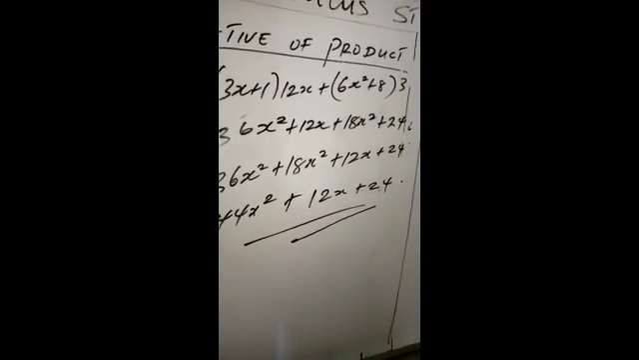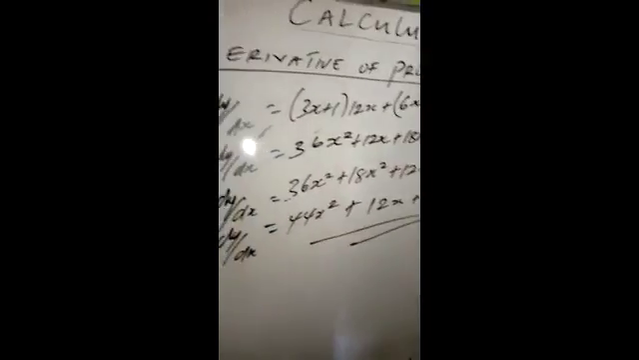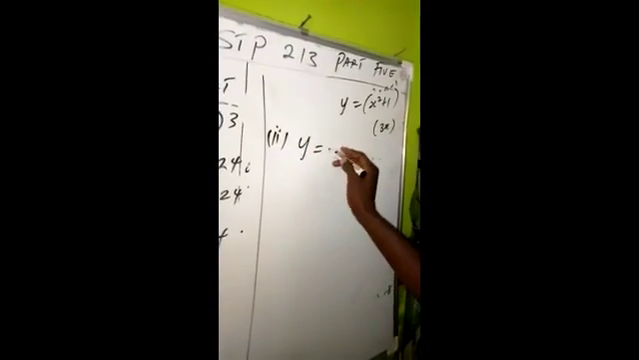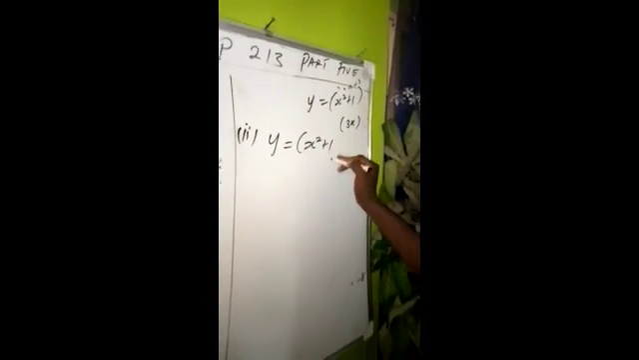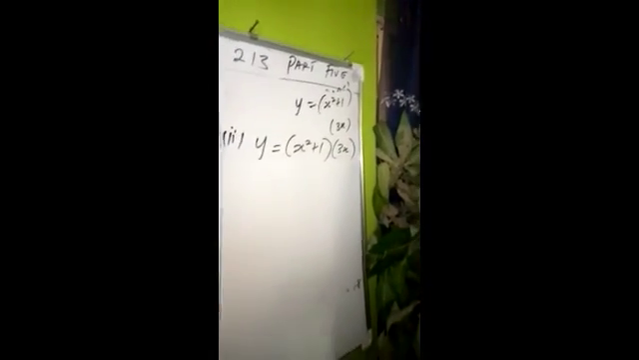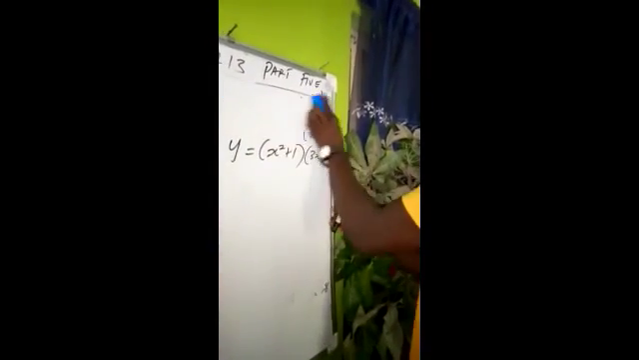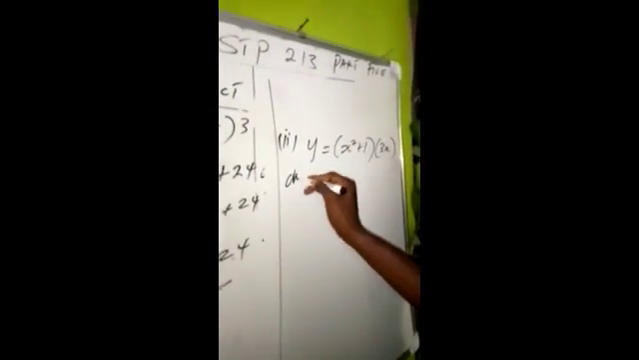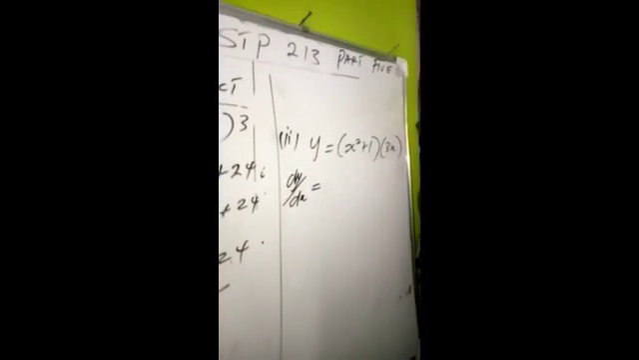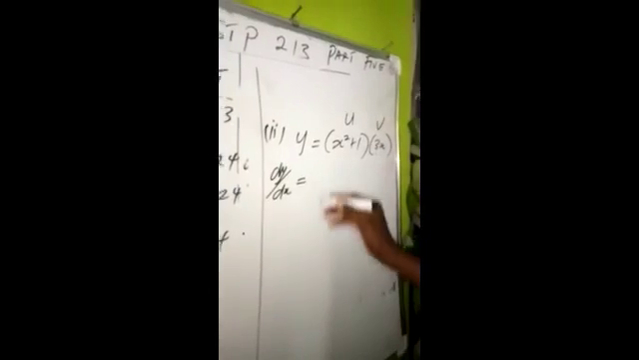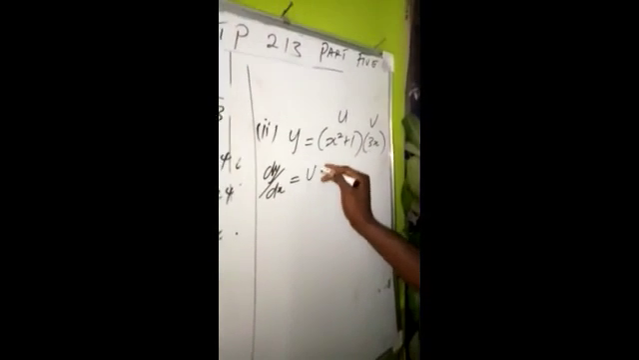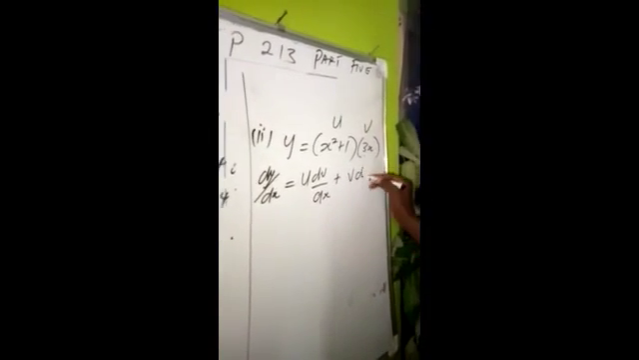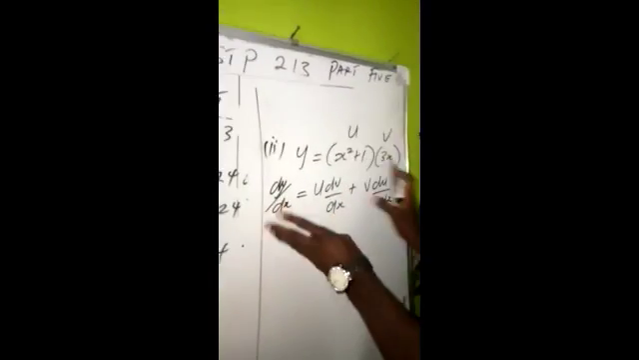So let's go straight to the second one. The second one, we use the same solution. We have y equals (s squared plus 1) times 3s. So that is the second one. So the solution to this question now. We are using the same formula, dy/ds, from u and v. You know our formula as what? u dv/ds plus v du/ds. So that is the formula for the product rule.